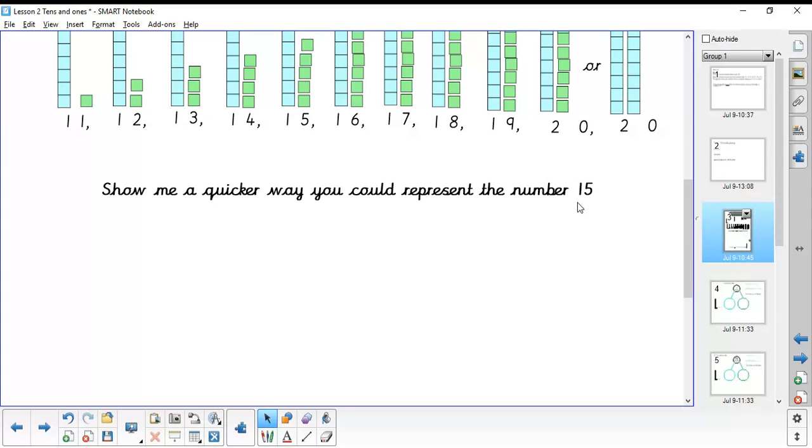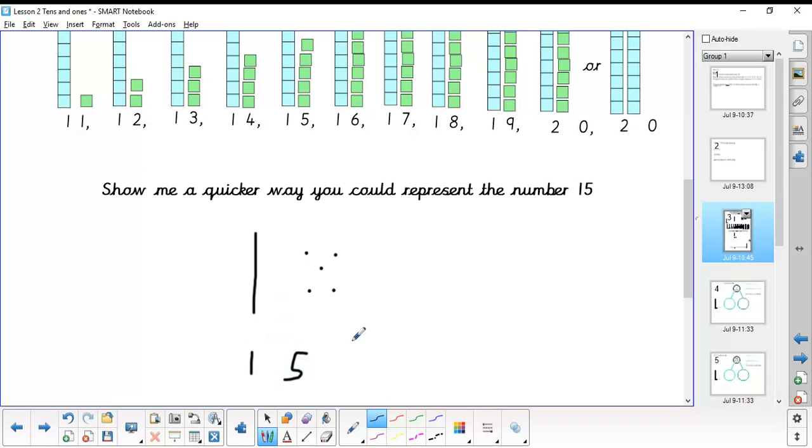Pause the video, have a quick go. When you're ready, unpause the video. Okay, so I've asked you to show me a quicker way you could represent the number 15. A really quick way is drawing a nice long line for 1 10 and 5 individual ones for the 5, which makes 15 in total. 1 10 and 5 ones.